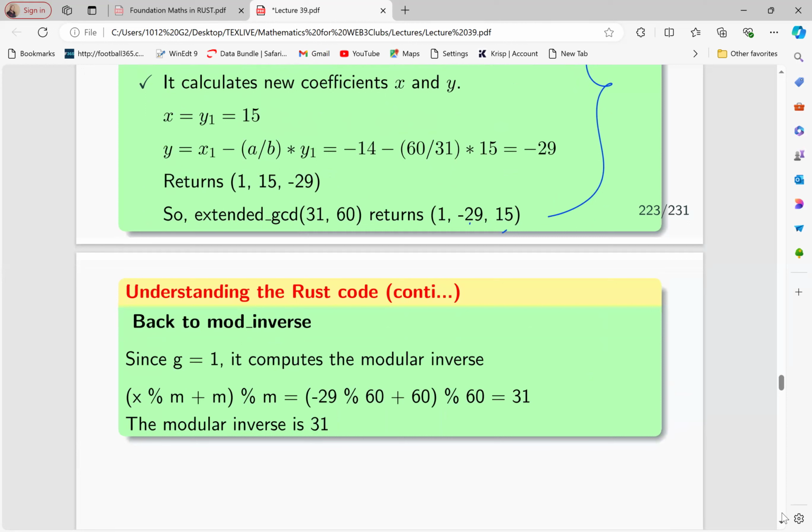Now, the inverse function has discovered the GCD above is 1. It has also discovered that the coefficient of 31 is negative 29. Is that okay? Yes. So it's interested in that coefficient. So it picks that coefficient, then divides by 60 and writes the remainder. Of course, since that value is negative, the remainder there will be negative 29. Since it's negative 29, it adds 60 to negative 29 to get 31. Then it reduces that 31 mod 60, and it will remain 31. So that becomes the inverse of 31, the inverse of the number we're looking for.